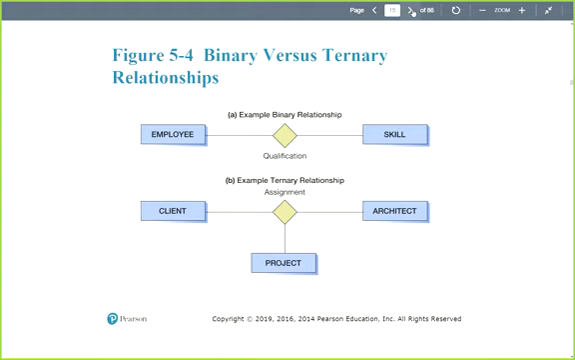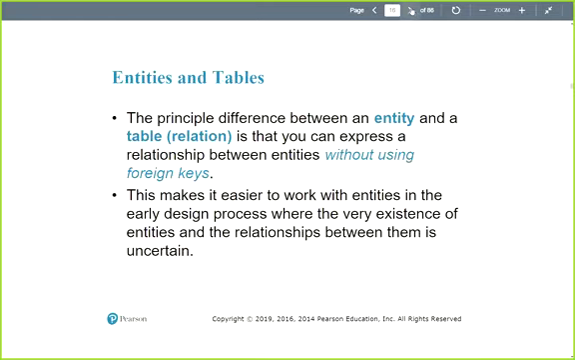So in a traditional ER diagram we call this the name of the relationship. In this case, the thing between employee and skill is a relationship of qualification. The ternary relationship between client, architect, and project is the assignment. So the project assignment is the concept linking client and architect together in a private house building project, right? So this is actually still the original notation of the ER diagram.